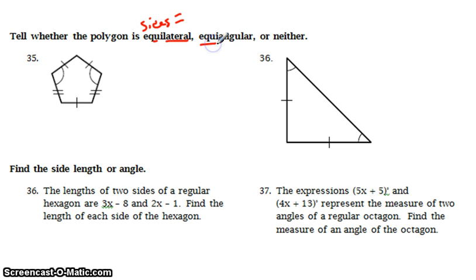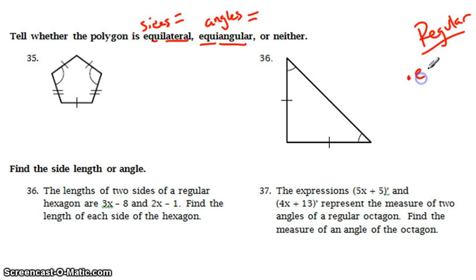Remember, equiangular, equal means equal, angular means angle. That means all the angles are equal. And if it's not equilateral or equiangular, then it's neither. But if it is equilateral and it is equiangular, then that is called regular. I know it doesn't say anything about that on this problem, but it will on the ones coming up.